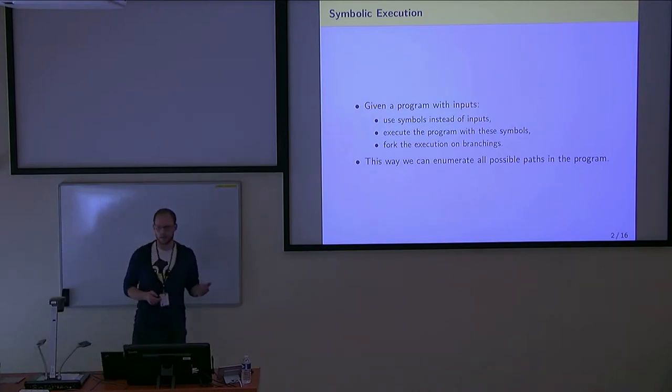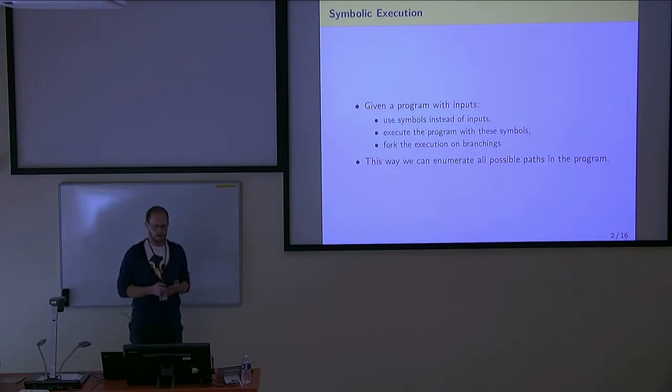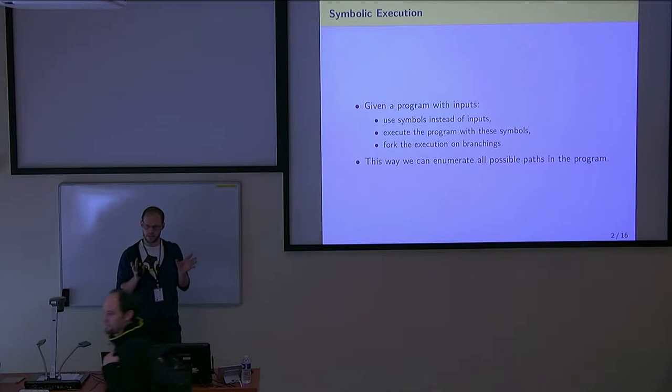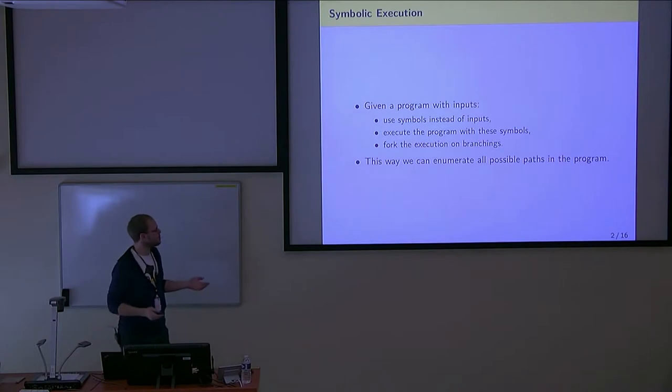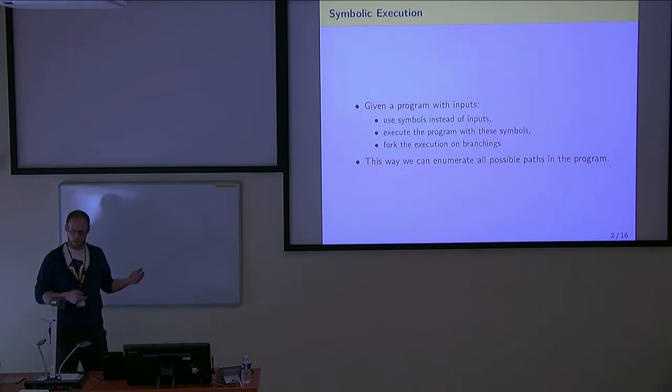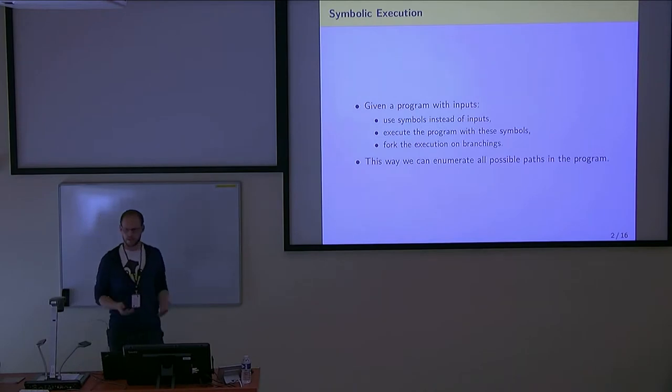The interesting part comes when you run into branching in the program. If you had numbers, then you would know which branch you should take. But when you have symbols that represent a set of numbers, then it is possible that you can go both ways. And if it's really possible, then you need to fork the execution and follow both paths. This way you can explore all paths in the program, of course, if there are finitely many of them, and generate test cases for any path in the program.